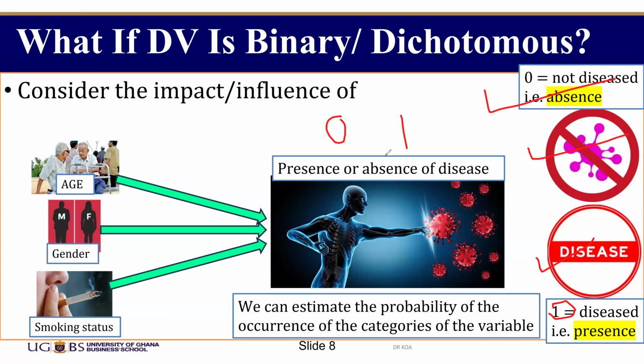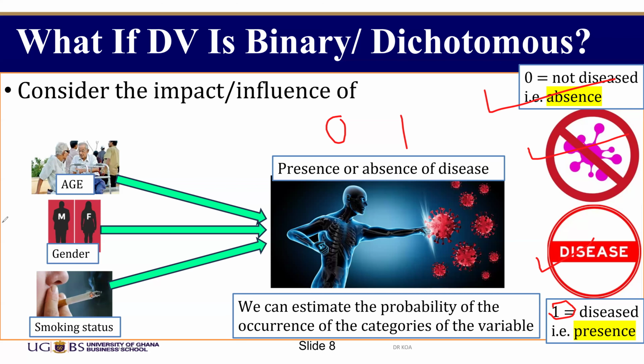If it is 0, you know that there is an absence of disease. So to what extent does age influence the absence of the disease? To what extent does gender influence the absence? To what extent does smoking? If it is present, to what extent does age influence the presence? To what extent does smoking status influence the presence? So we can estimate the probability of that occurrence. And that requires a different function, a different model to look at.